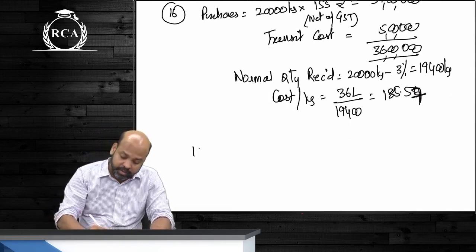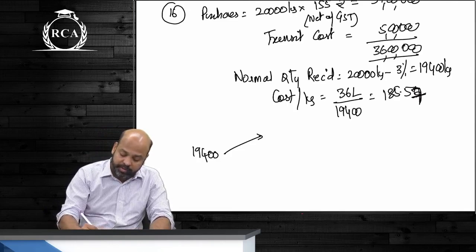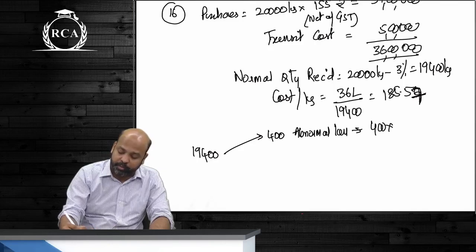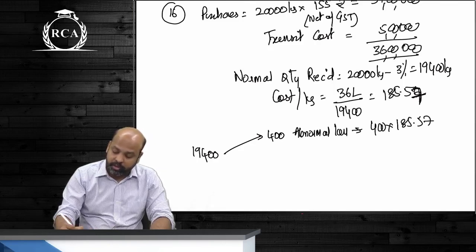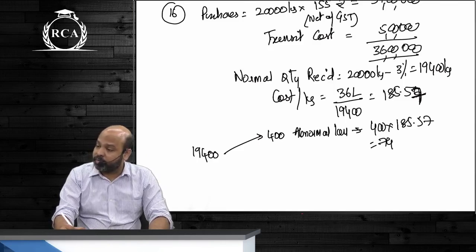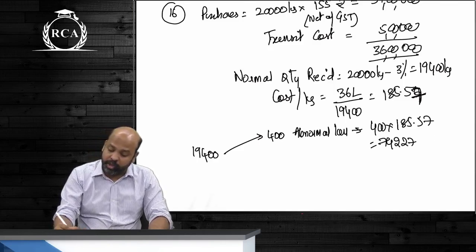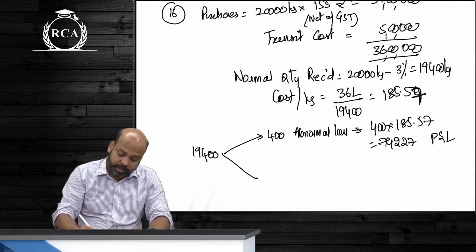How many kgs do we have? 19,400. इसमें से abnormal लॉस कितना है? 400. What will be the amount of abnormal loss? 400 into 185.57, 74,227. Where will you transfer this? P&L. बचा हुआ कितना बेटा?